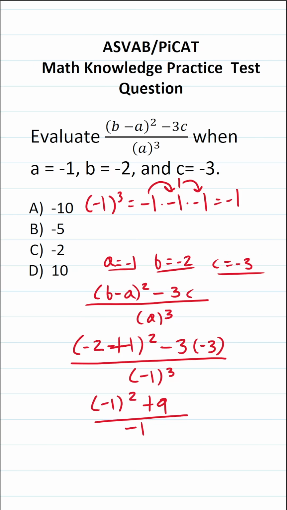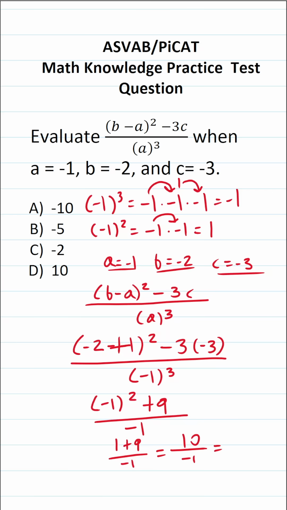What is -1 squared? That's the same thing as -1 times -1. Again, a negative times a negative is a positive, so this is +1. This becomes 1 plus 9 over -1, which is equal to 10 over -1. A positive divided by a negative is going to be a negative. More specifically, 10 divided by -1 is -10. So the answer to this one is A, -10.